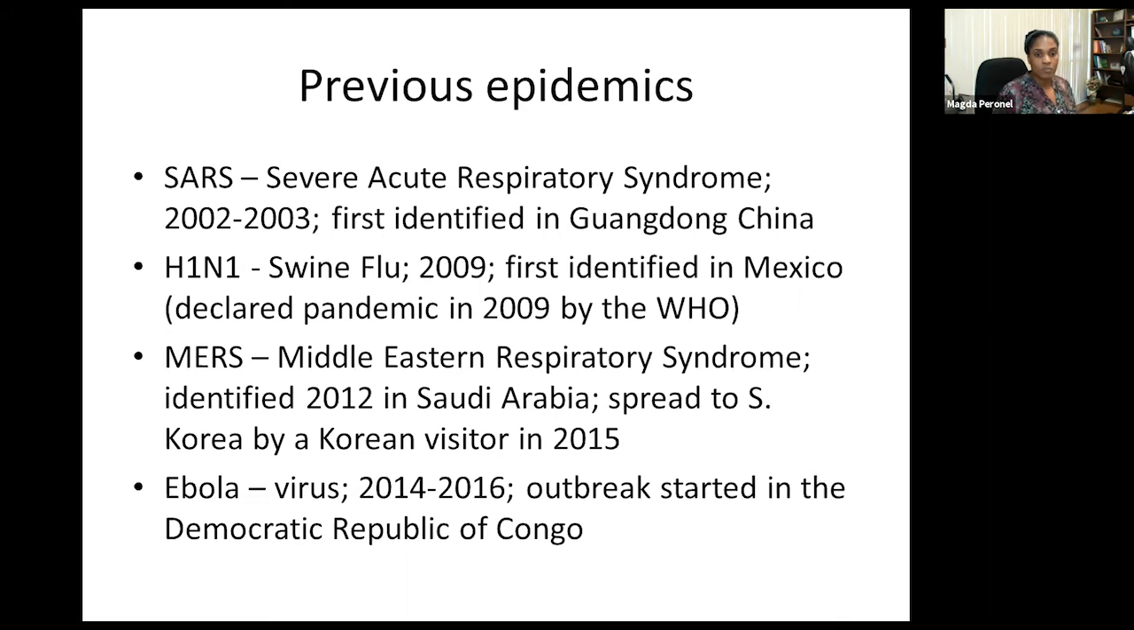Next one is MERS, Middle Eastern Respiratory Syndrome, identified in 2012. It actually infected many of the countries in the Middle East, and it was spread to South Korea, who visited the Arabian Peninsula back in 2015. Then we have the Ebola virus, which is the previous epidemic before COVID-19. It started out in 2014. We seem to have a good handle on that. 2015 and eventually 2016, it was eradicated, or we understood for it to be eradicated. And the outbreak started in the DRC, or Democratic Republic of Congo.